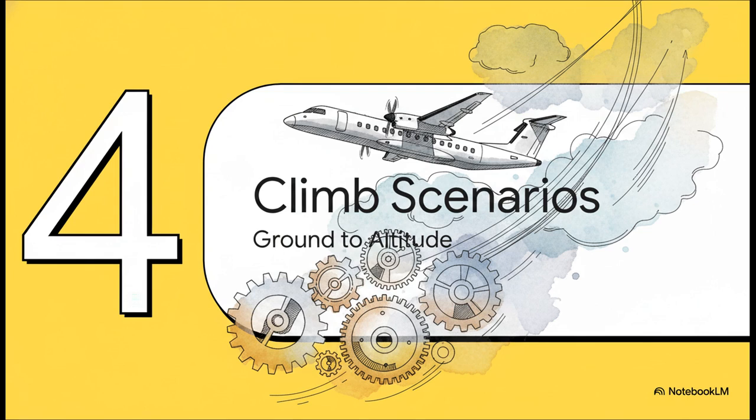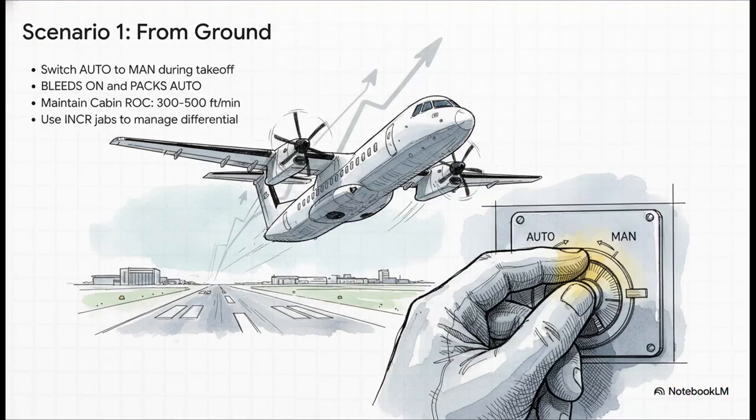Section 4. Climb scenarios, ground to altitude. Let's put this into practice dynamically. Scenario 1, you're initiating manual pressurization straight from the ground up. Here's how it flows. On the takeoff roll, switch from auto to man. After takeoff, right at your acceleration altitude, establish your systems. Get bleeds 1 and 2 to on or norm and packs to auto.